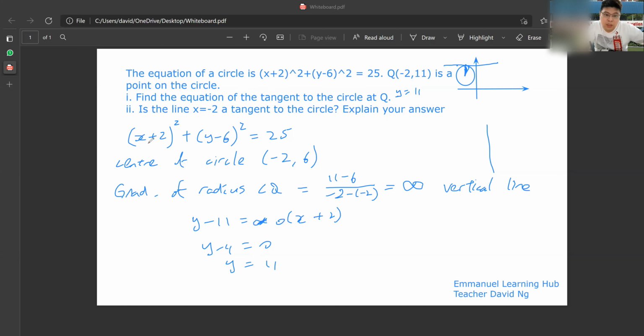Okay. So is x equal to minus 2 a tangent to the circle? No. x equal to minus 2 cuts the circle, and it cuts through the center. So it's not a tangent. For a question like this, sketching out a simple drawing would be easier to do.